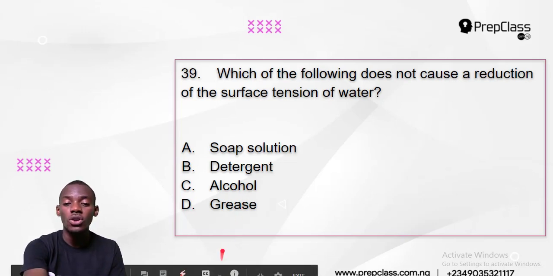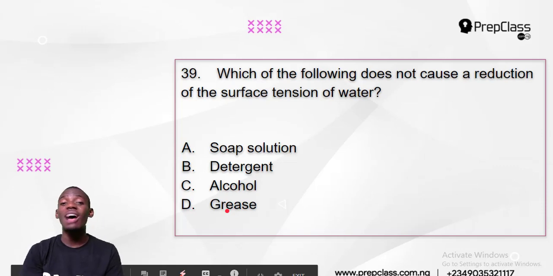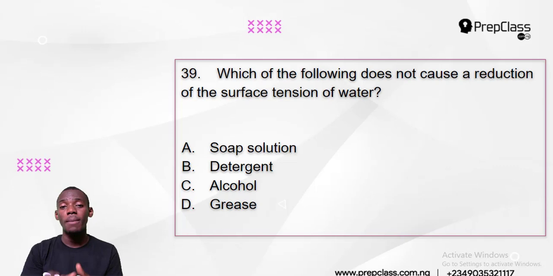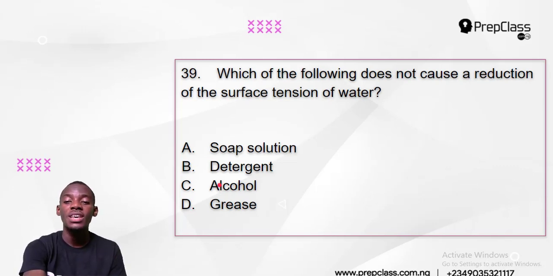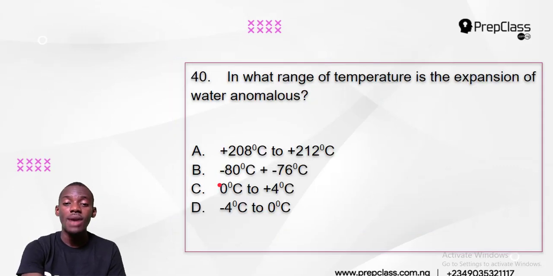But grease does not. Grease does not affect water tension at all. If you pour grease, it's like oil, but thick oil. If you pour it into the water, it will not affect the surface tension. It does not have any effect on the surface tension of the water. So the wrong one is grease, and that's the criminal we are looking for.